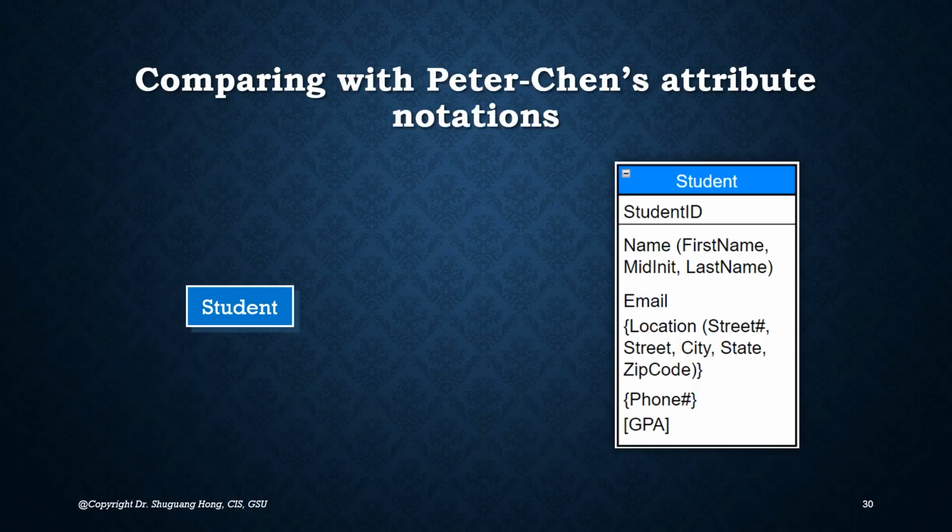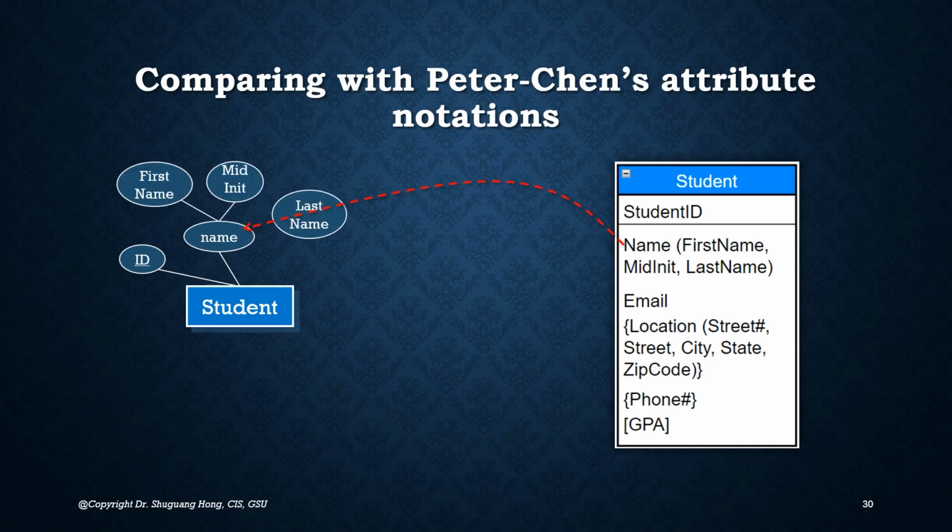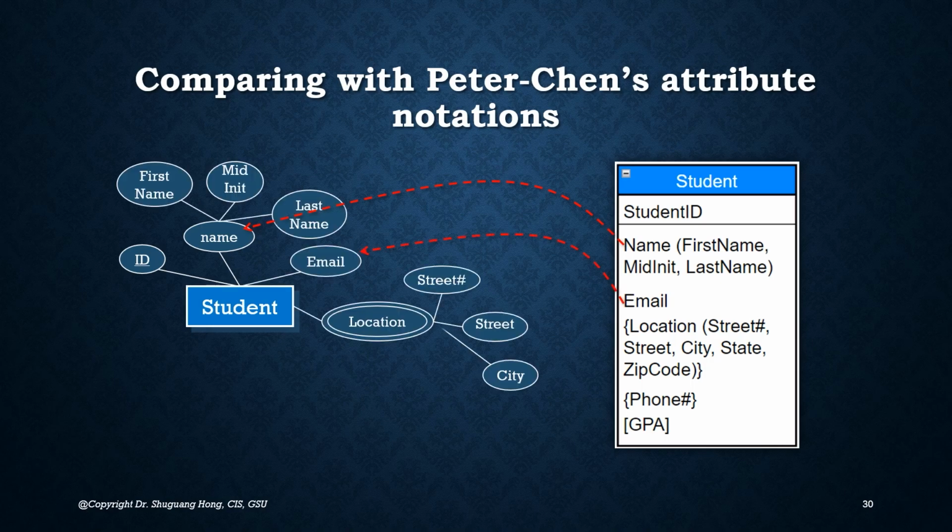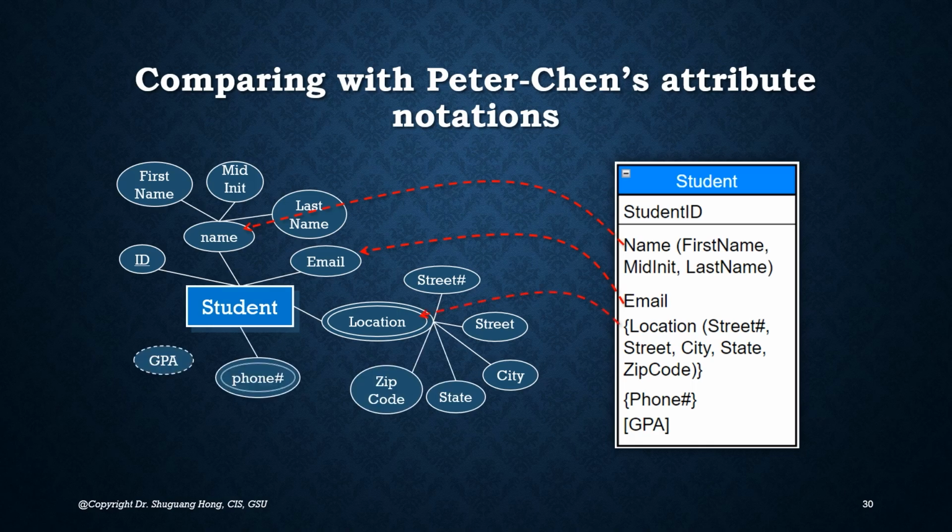Comparing with Peterson's attribute notations. The Peterson's notations use a single-line circle for simple, single-valued attributes, an attribute tree to show composite attributes, a double-line circle to represent multi-valued attributes, and a dotted line circle to represent computed attributes.